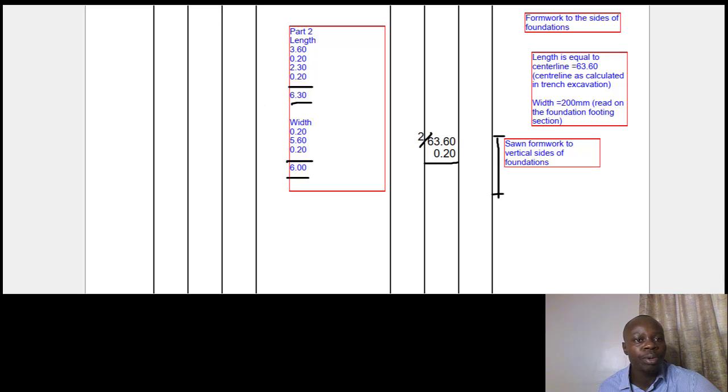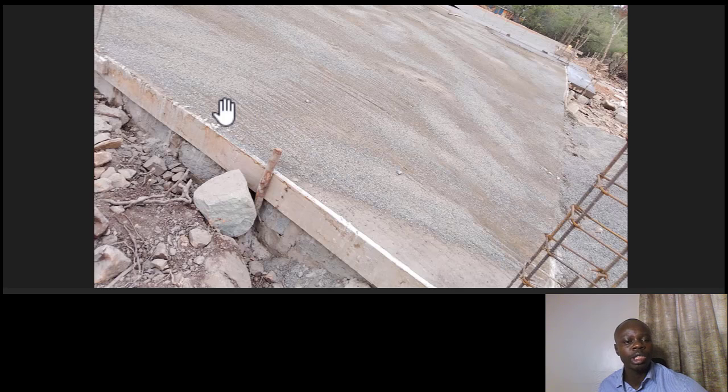Then now we can proceed to what we had just started, and that is about sawn formwork to edges of slab. So that is what we are covering next. And as usual, in our mode of presentation, we tend to give images so that we are able to show the items that we are talking about.